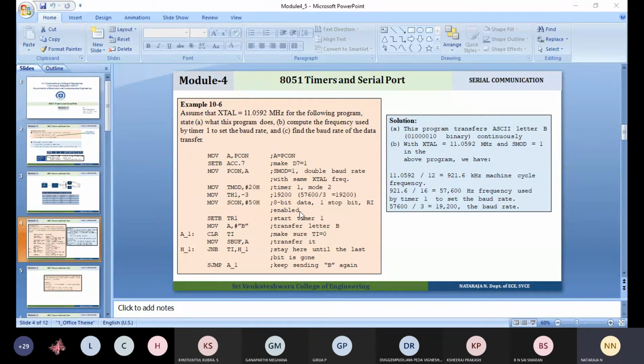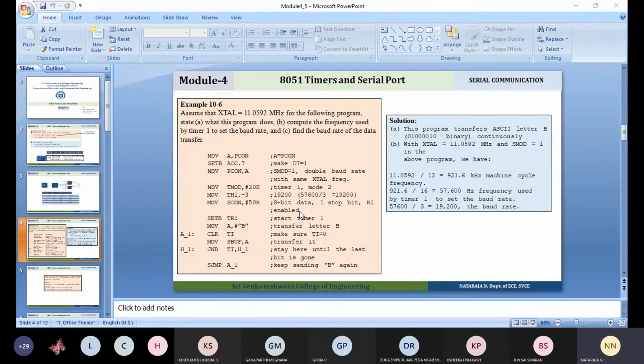With SMOD is equal to 0, we have a machine cycle frequency 22 by 12, that is 1833 kilohertz you will get. If it is divided by 32, 57281. And TH1 will be -3, that is 3, 19,093. If it is divided by 12, it will be 4773.